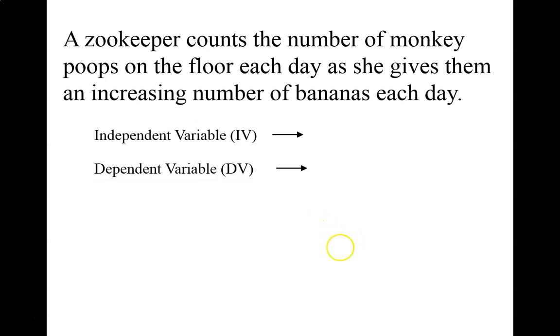So going back to that from before and applying it to what we're talking about today, we've got a scenario where the zookeeper keeps giving these monkeys more bananas each day, and she counts the number of monkey poops on the floor and kind of keeps track of that. So the independent variable, which is what is being changed directly, is the number of bananas. And the dependent variable, the effect of the change, is the number of poops. So we think if we feed more bananas, we're going to get more poops.